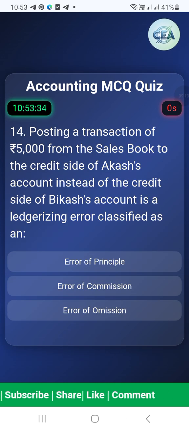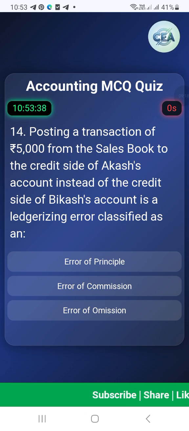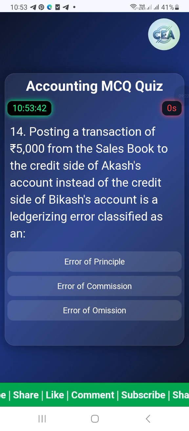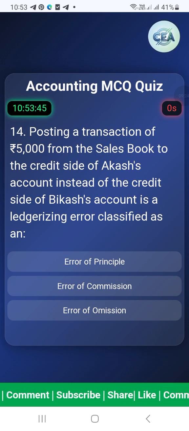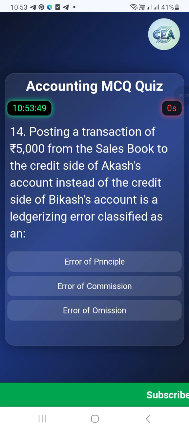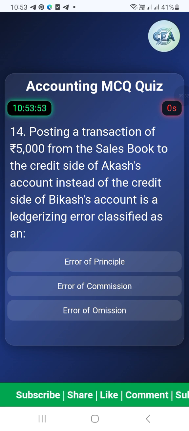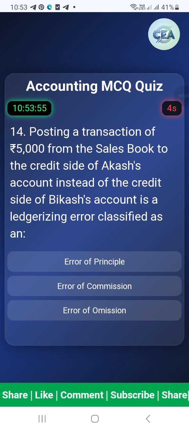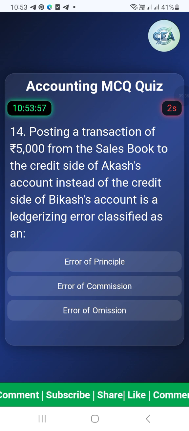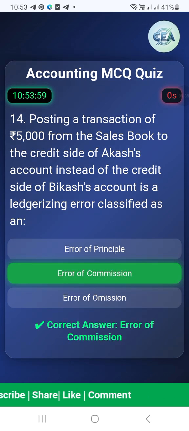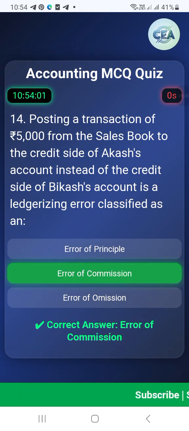14. Posting a transaction of 5,000 rupees from the sales book to the credit side of Akash's account instead of the credit side of Bikash's account is a ledgerizing error classified as: Option 1. Error of principal. Option 2. Error of commission. Option 3. Error of omission. Correct answer is error of commission.